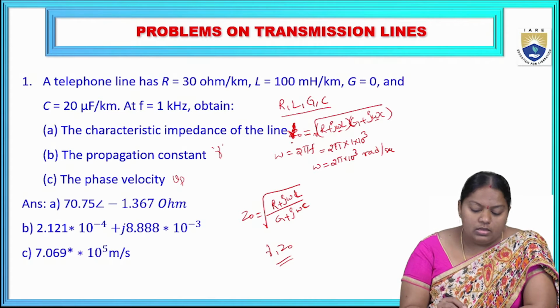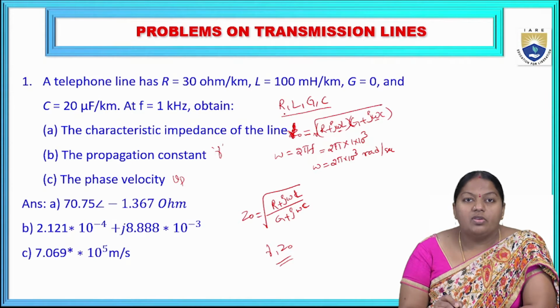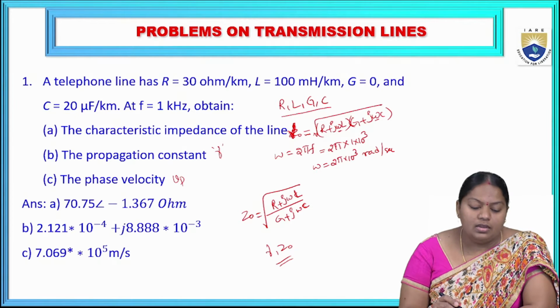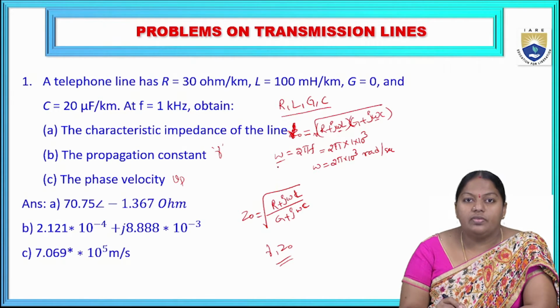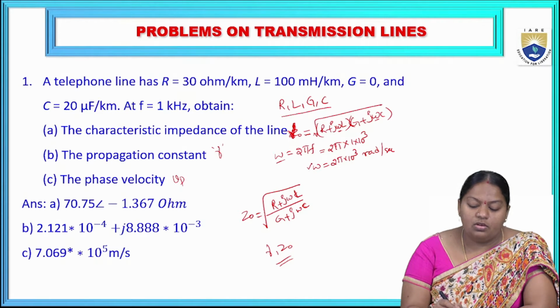Right? So, then substitute all the primary constant values which are given in the problem, that is R equal to 30 ohm per kilometer, L equal to 100 millihenry per kilometer, G equal to 0 and C equal to 20 microfarad per kilometer, and f equal to 1 kilohertz. From this f, we evaluate the angular frequency omega, nothing but omega equal to 2 pi f. Substituting f as 1000, 2 pi into 10 cube radian per second is the value of omega.